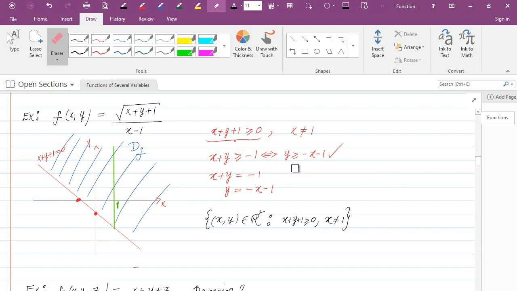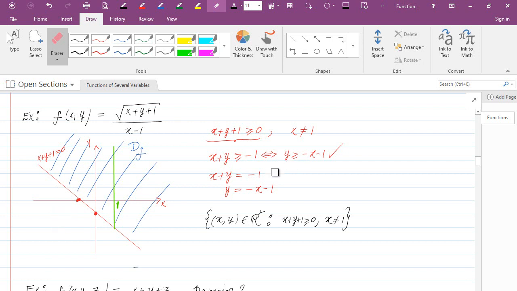And so which points will satisfy this inequality then? Well, on the line y is equal to x minus 1, and the points above this line would be the points that satisfy this inequality. So if I pick any point here above this line, then that's going to satisfy this inequality. Any point below the line will not satisfy this inequality.